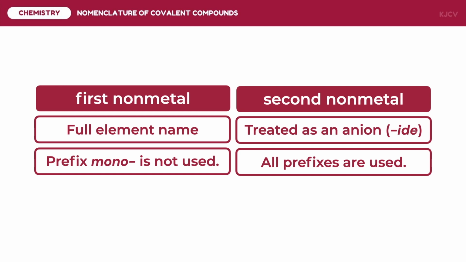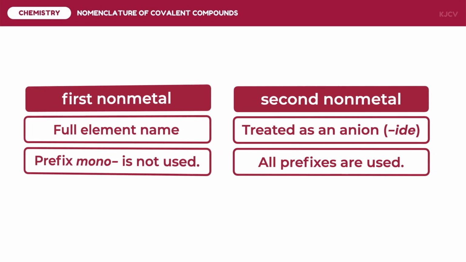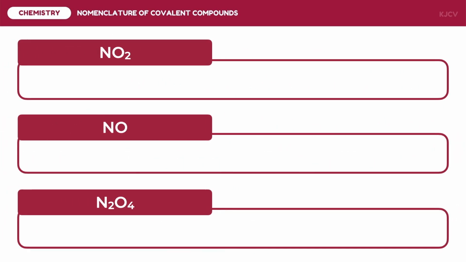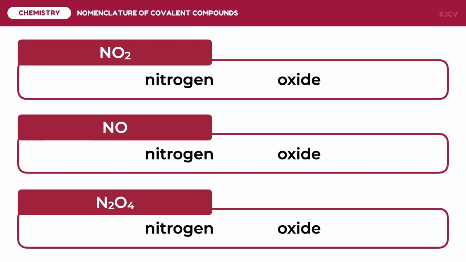Let us look at some examples in writing formulas and names of covalent compounds. Here we have NO2, NO, and N2O4. The two nonmetals involved here are nitrogen and oxygen. Since oxygen is our second nonmetal, we are going to use its root followed by the suffix "ide." Thus, oxygen becomes oxide. After identifying the nonmetals, we are going to identify the number of atoms in the compound as indicated in the subscripts.